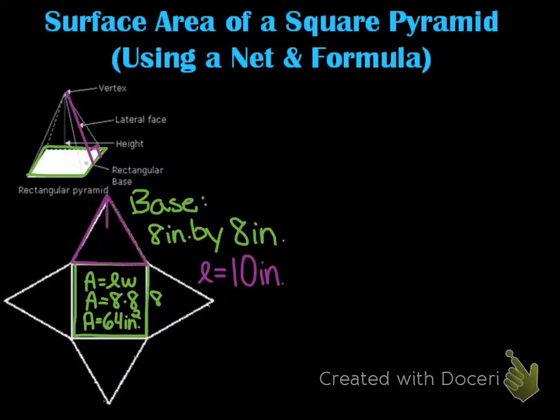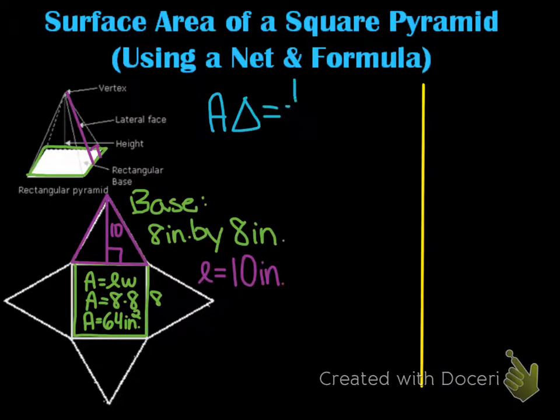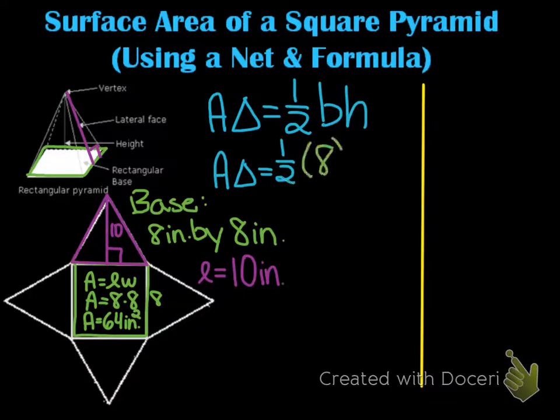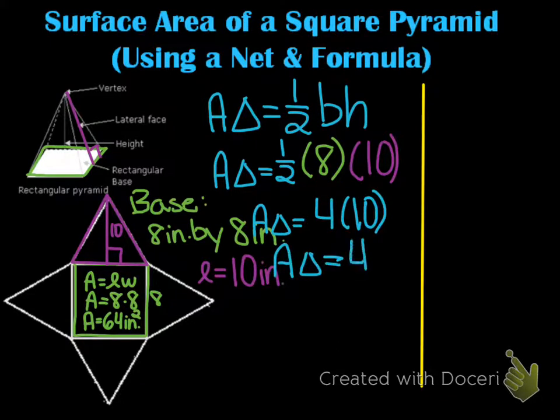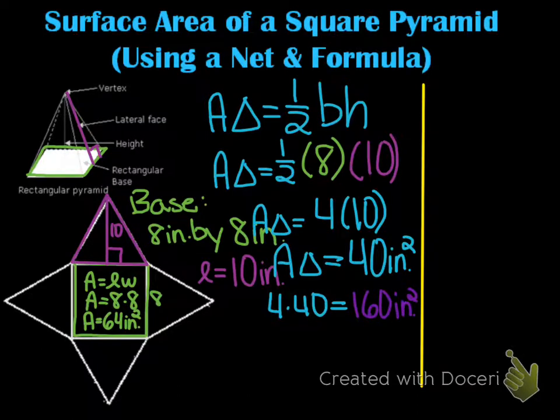Now let's find the area of the triangle faces. The formula for finding the area of a triangle is 1/2 times base times height. Let's plug in our numbers. Area equals 1/2 times 8 times 10. When we evaluate, we get area of a triangle equals 4 times 10, which equals 40. Now, since there are 4 faces, you multiply 40 by 4 and you get 160 inches squared. Let's add the area of the base and the area of the triangles together. When we do that, we get 224 inches squared.